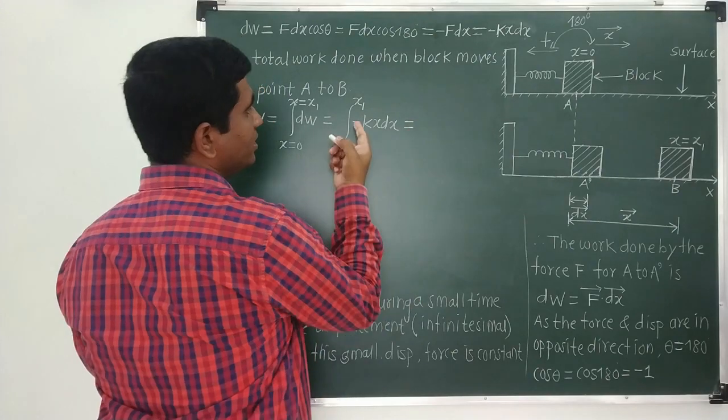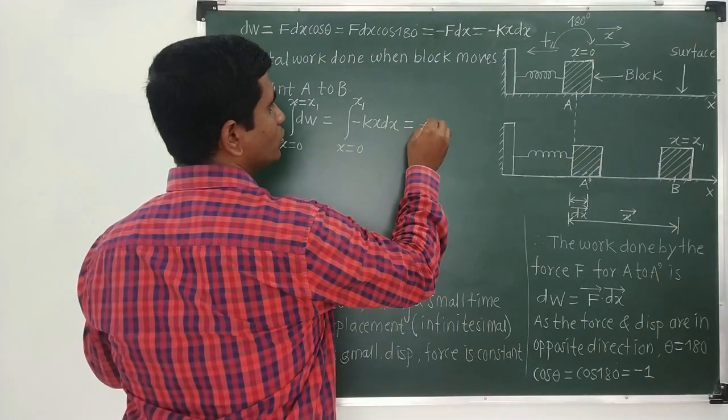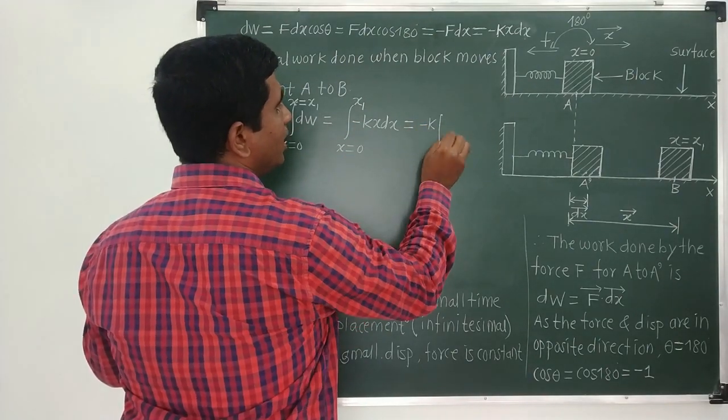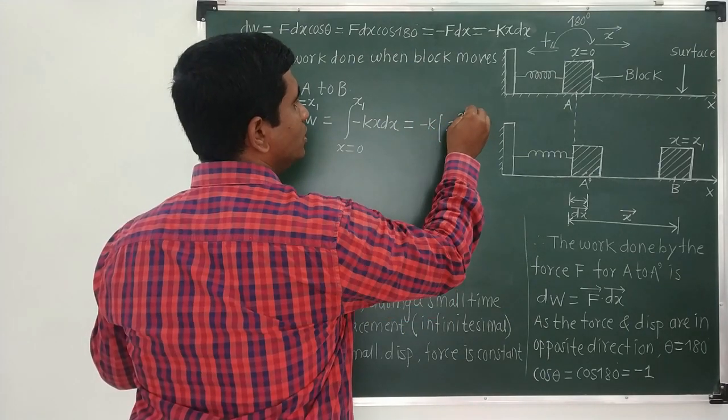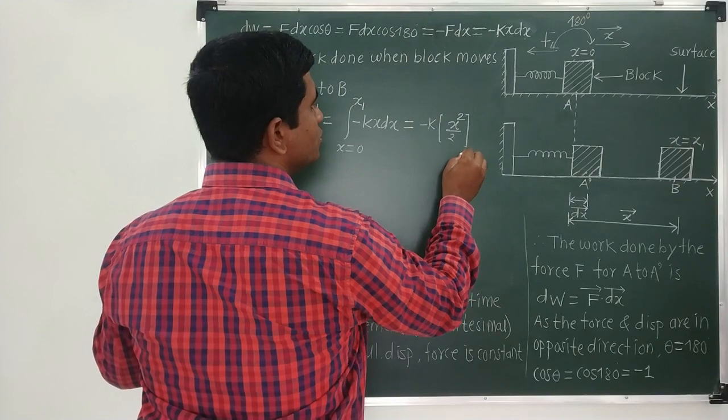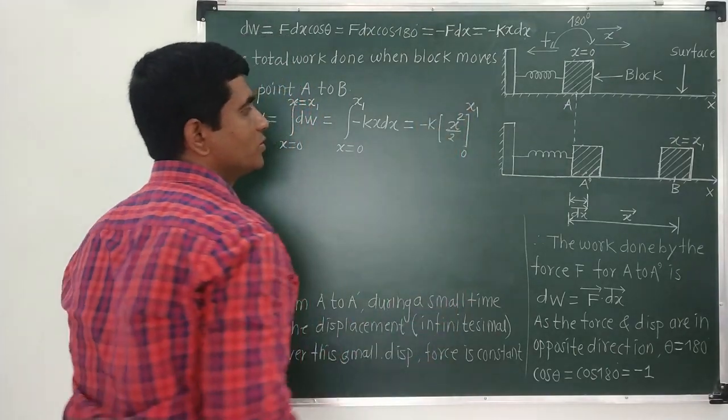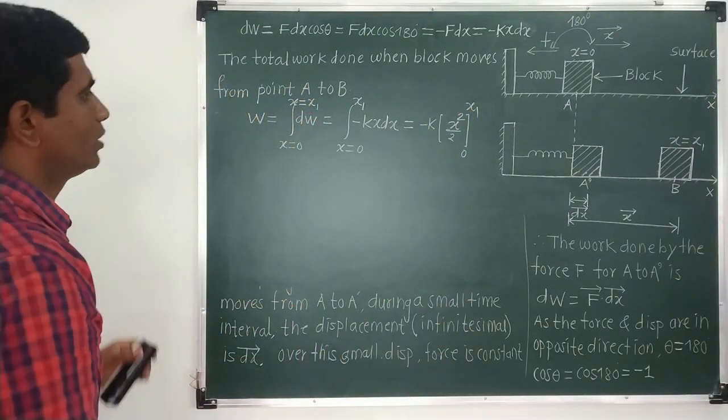So I can rewrite this. k is constant, so I can take it outside. So it is minus k, and the integral of x will be x square by 2. This will come out with limits 0 to x1.